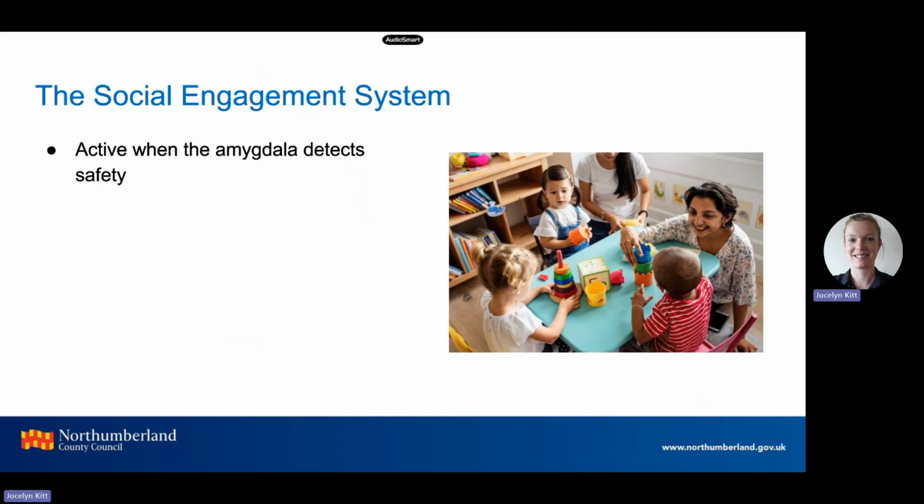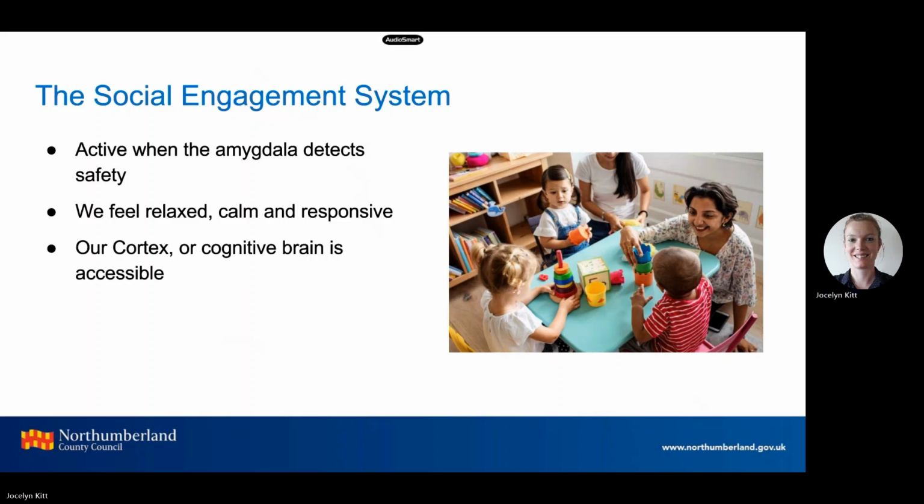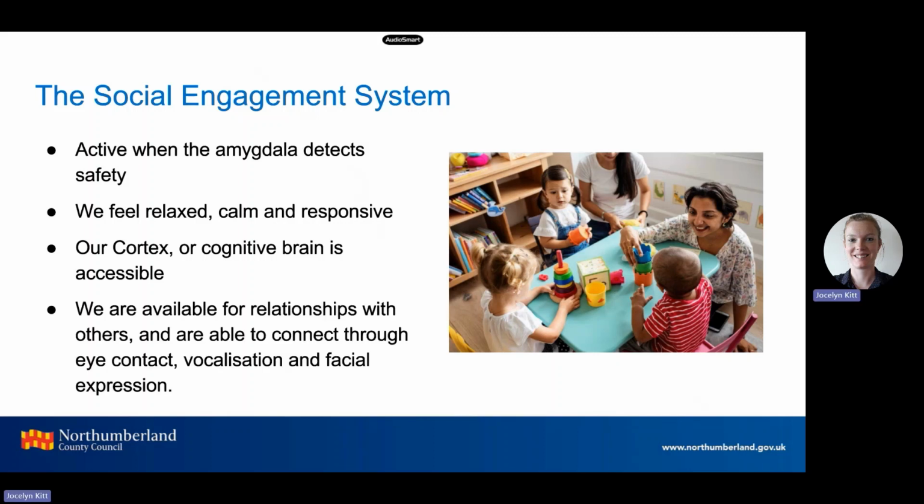Our social engagement system is active when the amygdala detects safety. We feel relaxed, calm, responsive, and ready to learn. Our cortex or cognitive brain is accessible, and we are available for relationships with others and are able to connect through eye contact, vocalization, and facial expressions.